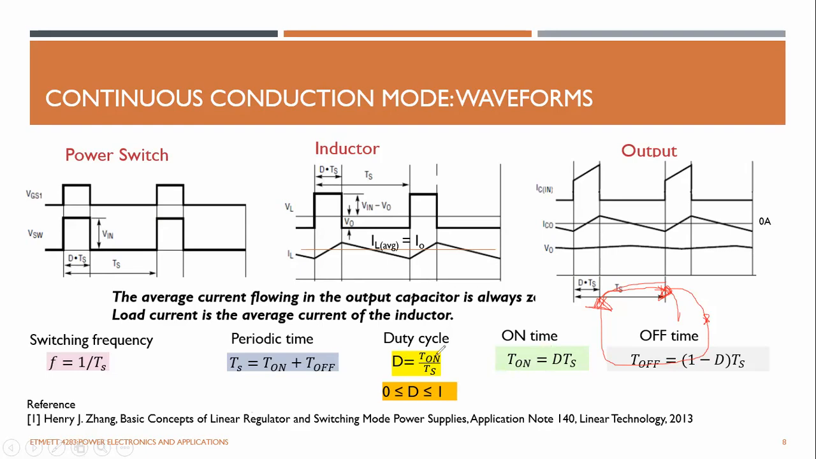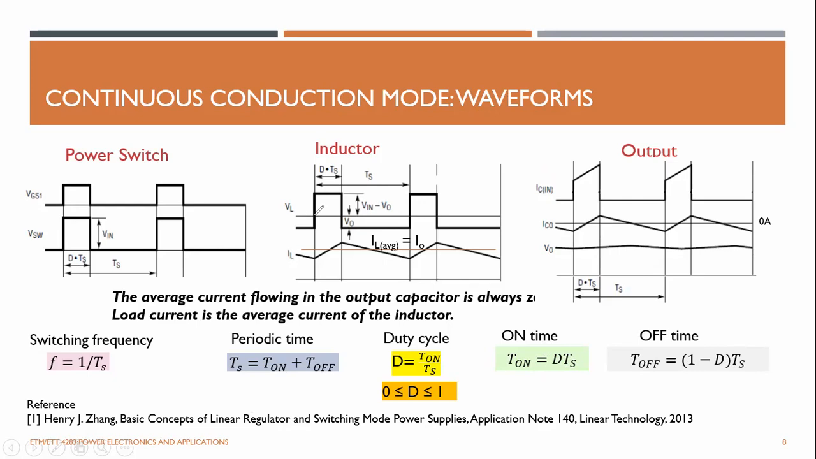And if you know the duty cycle, T on can be calculated as D into TS, right? So just multiplying this, the on time is DTS. And the off time is 1 minus D times TS. So you can substitute this into this equation and get this equation from here, right? So T on is DTS and T off is 1 minus D times TS. You have to remember these parameters because that is the most fundamental part of switch mode power supplies.